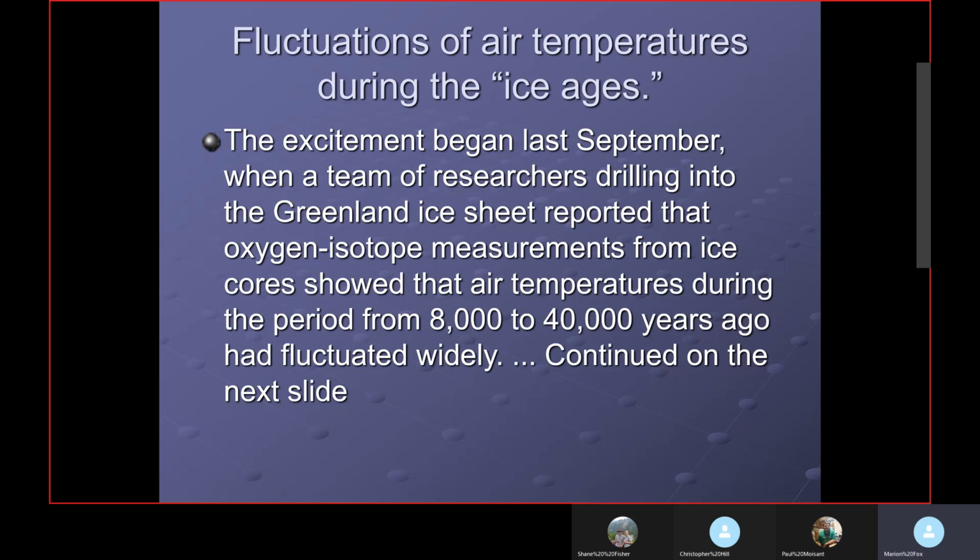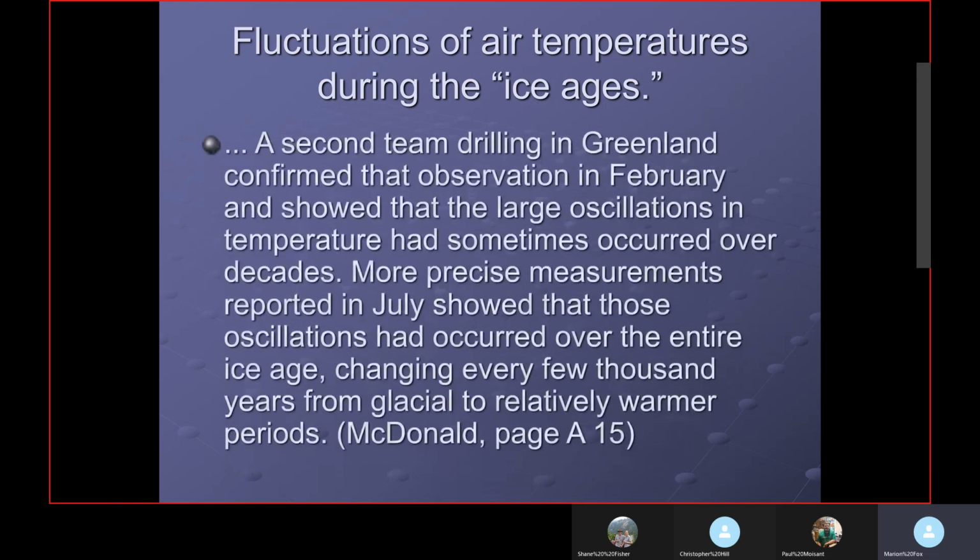The excitement began last September, this is a quote, when a team of researchers drilling into the Greenland ice sheet reported that oxygen isotope measurements from the cores showed that air temperatures during the period from 8,000 to 40,000 years ago, again, they're dating as uniformitarian-based arguments, has fluctuated widely. So the air temperature just fluctuated back and forth widely. We're going to explain how this happened and why it happened. Of course, the atheists and the old earth creationists have no explanation for this occurring. This is why it excited them.